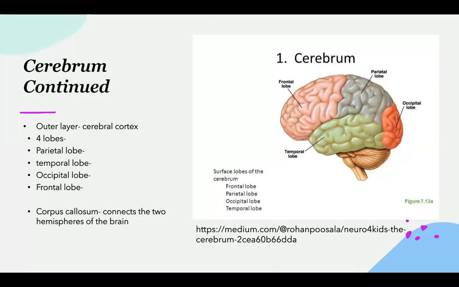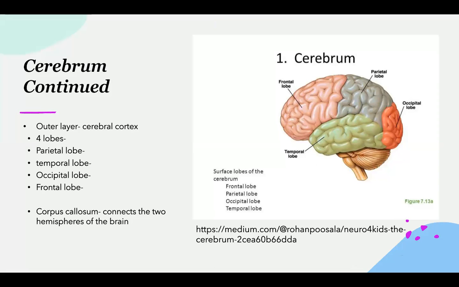And continuing here with the cerebrum, we're going to discuss the lobes. There are 4 lobes within the cerebrum: the parietal lobe, temporal lobe, occipital lobe, and frontal lobe. You can see them divided up here on this picture a little bit more clearly. You can see that the frontal lobe is much bigger than the occipital lobe.